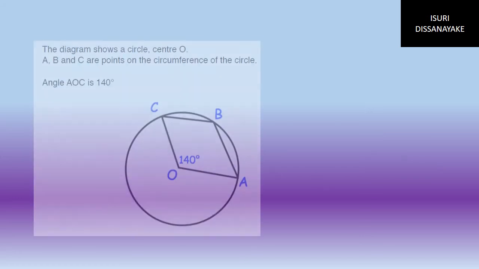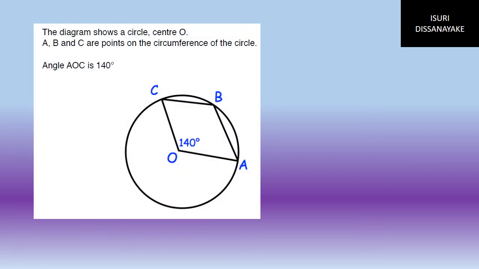Next, the diagram shows a circle center O. A, B and C are points on the circumference of the circle. Angle AOC is 140. Now when you read the sum itself, you can see that there are only 3 points on the circumference. Therefore, AOCB is not a cyclic quadrilateral because we have only 1, 2, 3 points lying on the circumference. This is not a cyclic quadrilateral.